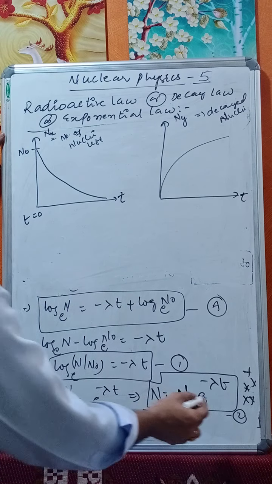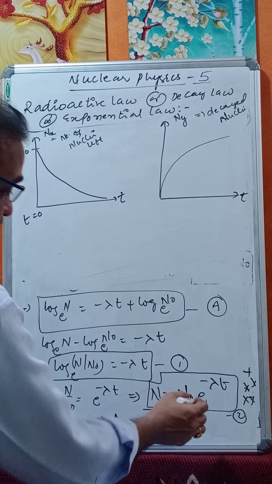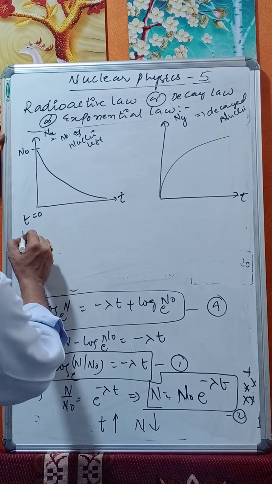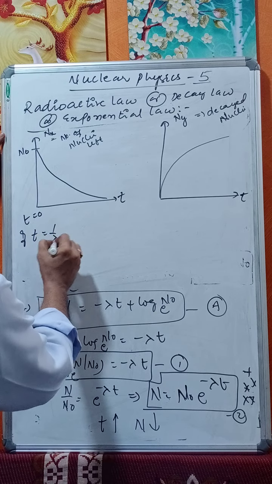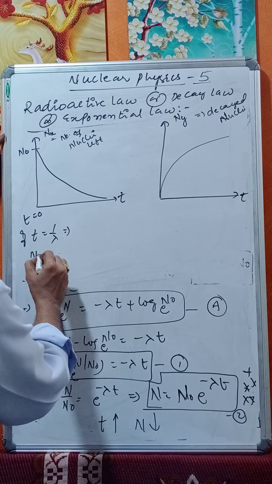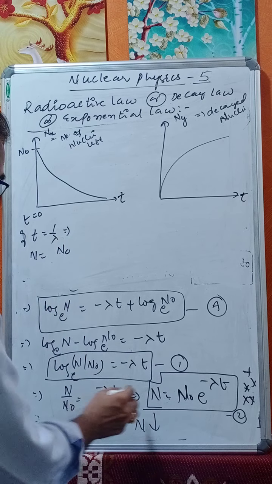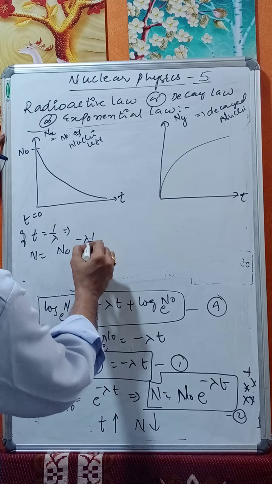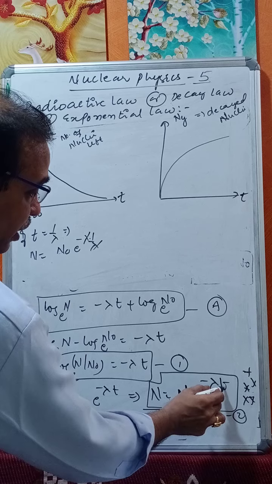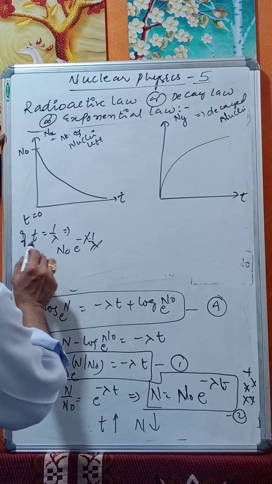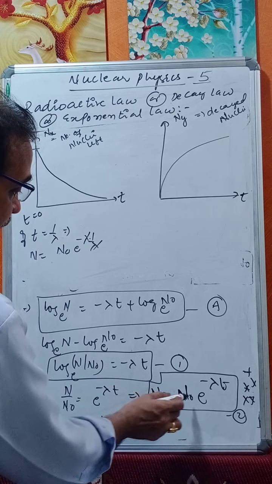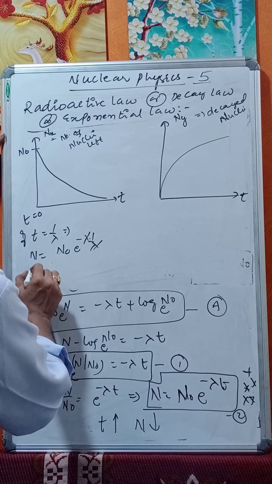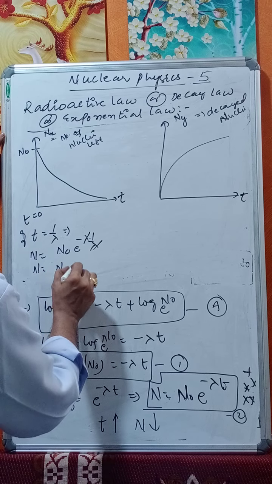Now, from this equation, if you take t is equal to 1 by lambda, then what happens to n? Then n is equal to n naught into e power minus lambda into 1 by lambda. Put t is equal to 1 by lambda here. Therefore, this becomes n is equal to n naught into e power minus 1.